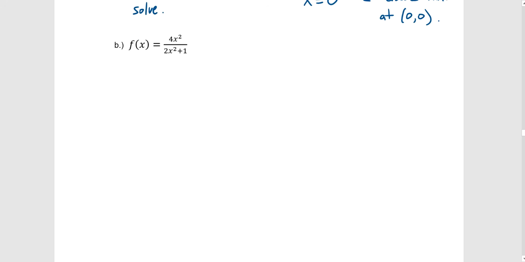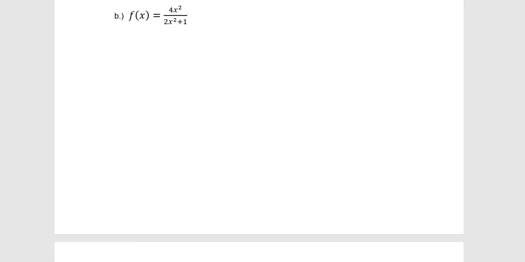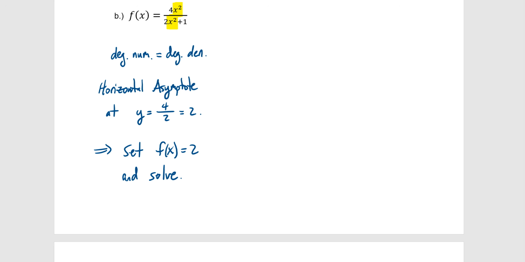Okay, so let's do one more here. So we have 4x squared over 2x squared plus 1. We recognize that the degrees are the same in the numerator and denominator. So that means the horizontal asymptote is at the ratio of their leading coefficients. Horizontal asymptote at y equals 2. So we're going to set the function equal to 2, and then we're going to solve for x. So I'll do that up here. We're going to set f of x equal to 2. And that's going to be 4x squared over 2x squared plus 1 equals 2.